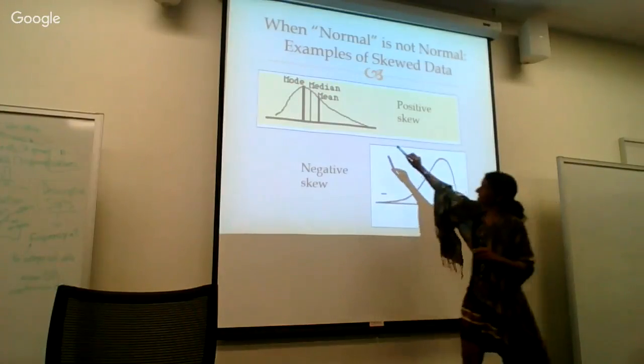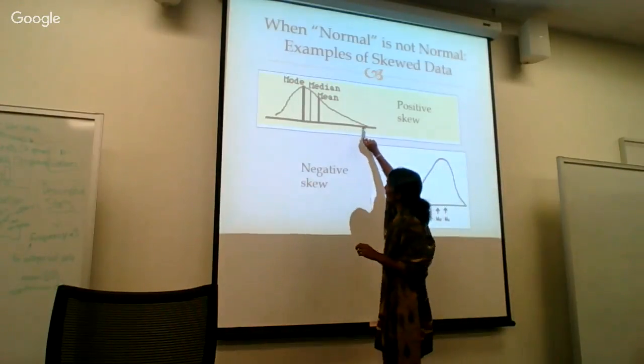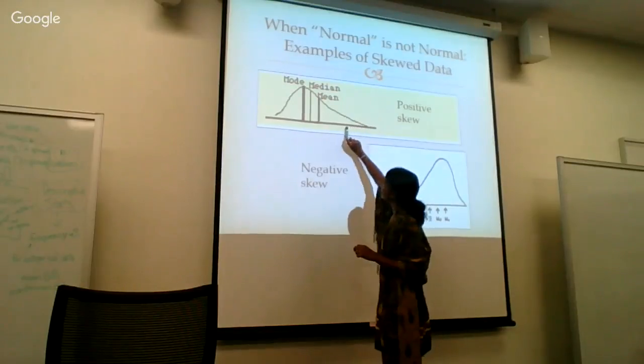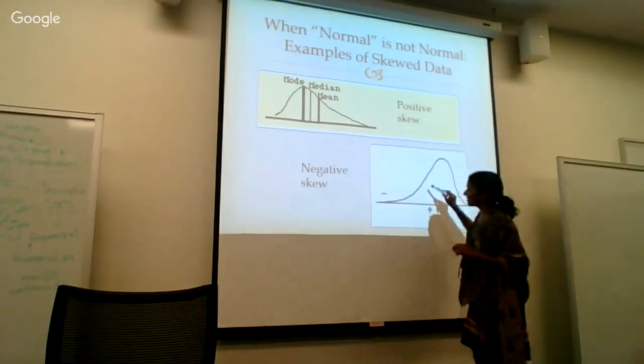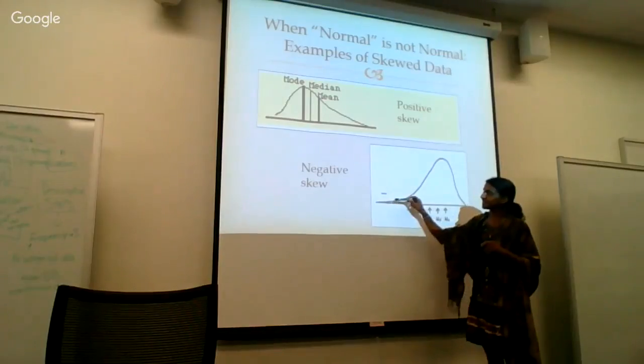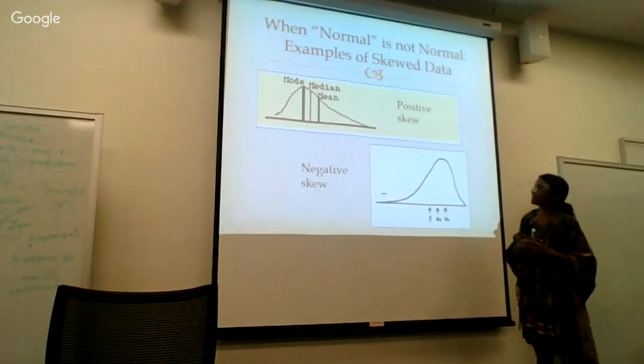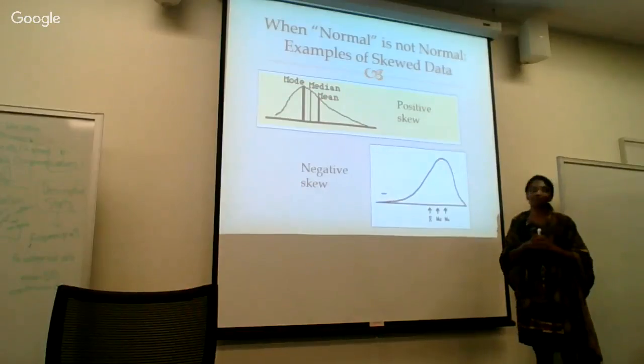Positive skew is where there seems to be a tail of data to the right. And a negative skew is where there's a tail of data to the left. I'll give you an example. Real estate.